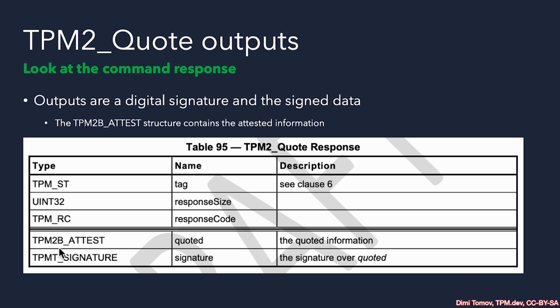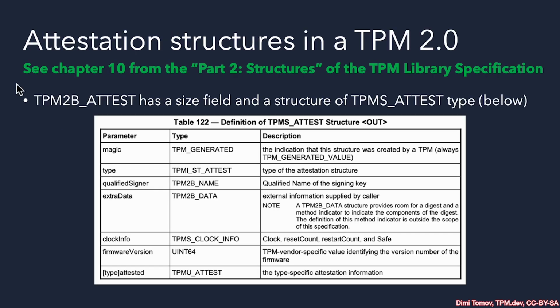We have a TPM2B_ATTEST structure and the digital signature over that structure, over the evidence. TPM2B_ATTEST is just the generic structure to receive the buffer of the evidence. To make sense of the evidence, we need to take a closer look at the different unions defined in the structures specification of the TCG regarding the TPM. This is part 2 of the specification. Prepare yourself because this is a bit like Inception, and you'll see what I'm talking about in just a moment.